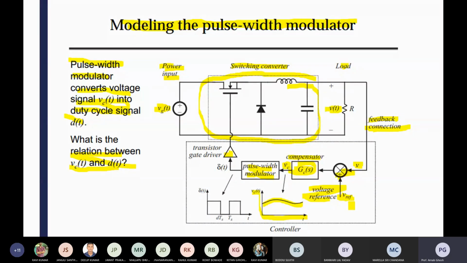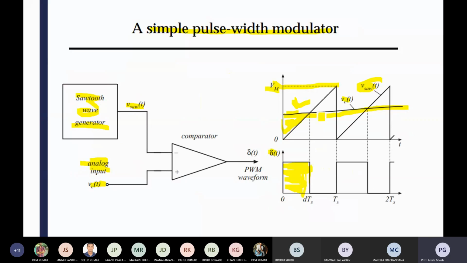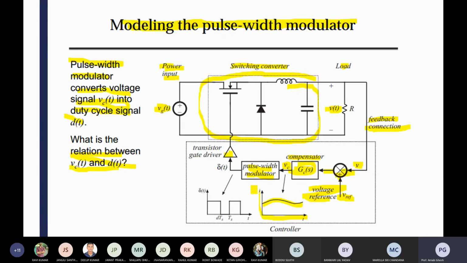When it reaches V reference, then your output will be less, meaning the error signal: V reference minus V output gives you the error signal. So the error signal is less, which means you should turn off your converter, otherwise your output voltage will unnecessarily become high. So when your control signal is less than your sawtooth signal, automatically that will be the off time. So from 0 to DTs it will be on, and after DTs it will be off. It is a comparator operation, and finally you get that PWM.